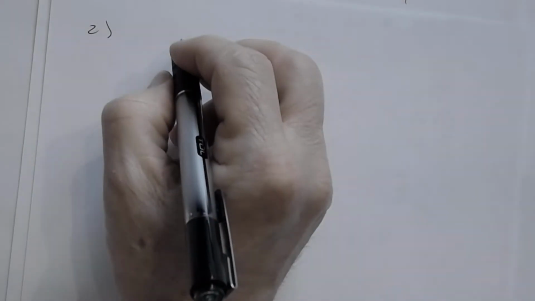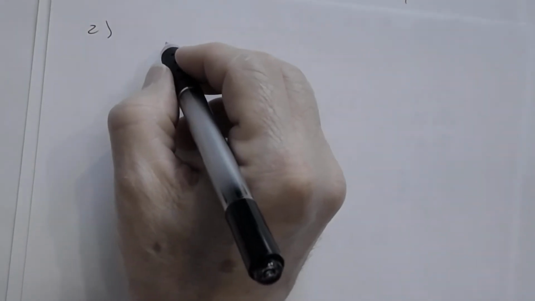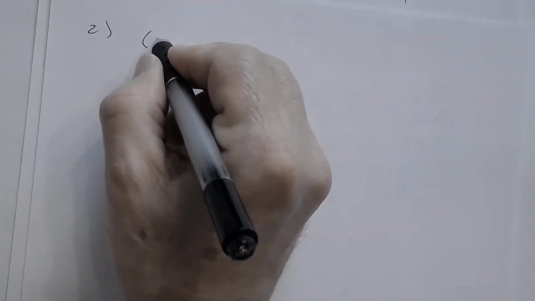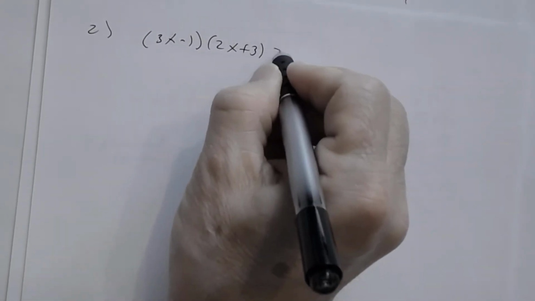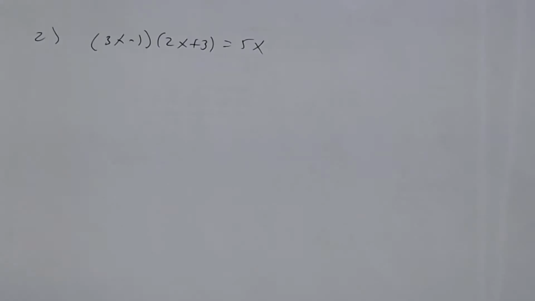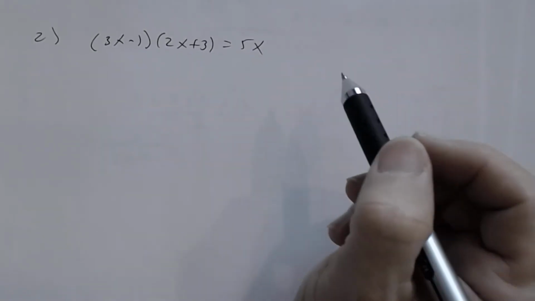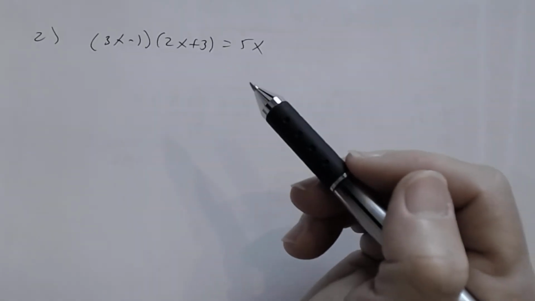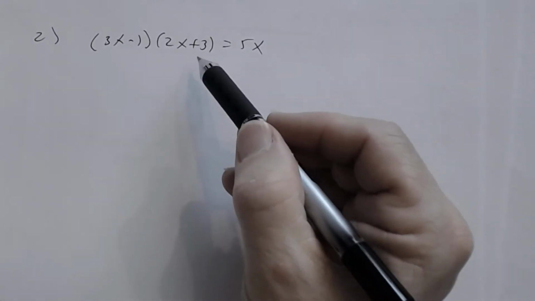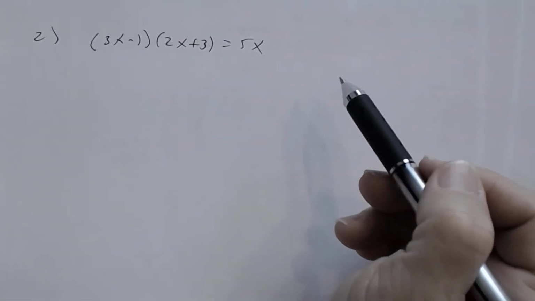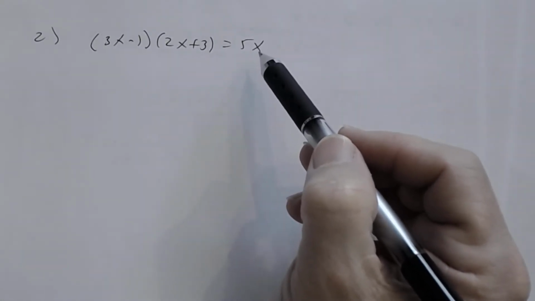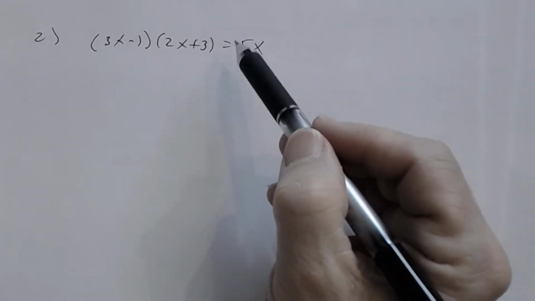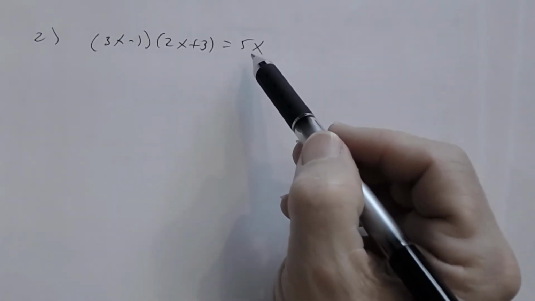Let's say we have 3x minus 1 times 2x plus 3 equals 5x. So 3x minus 1 times 2x plus 3 equals 5x. Now, don't make the mistake. A common mistake people make is whenever they see this in factored form, they want to use the zero factor property. So they're going to say each of these equals 0. But remember, the zero factor property only applies if this is what number? It only applies if that's 0. That's not 0.